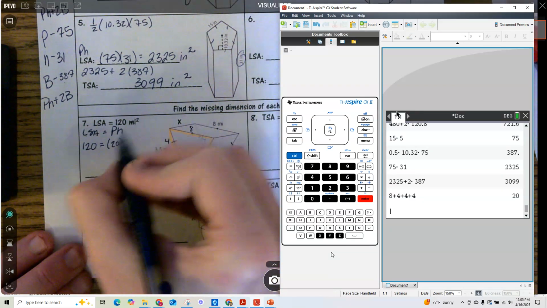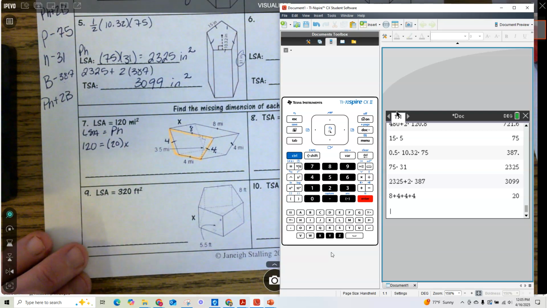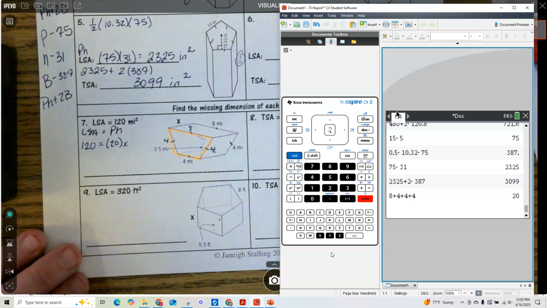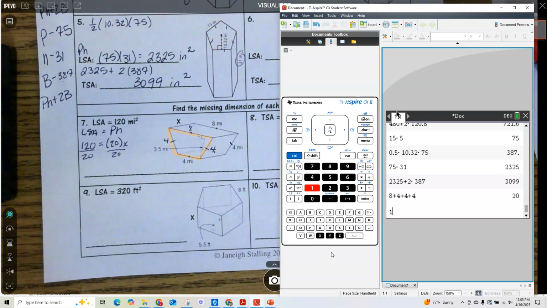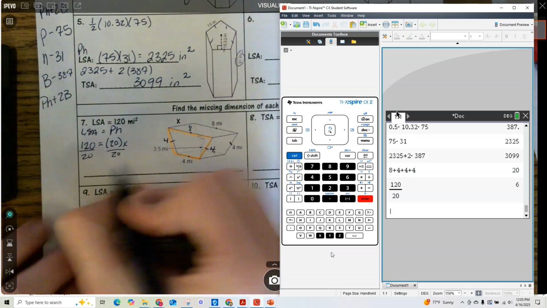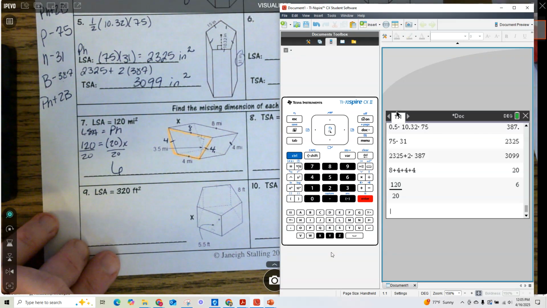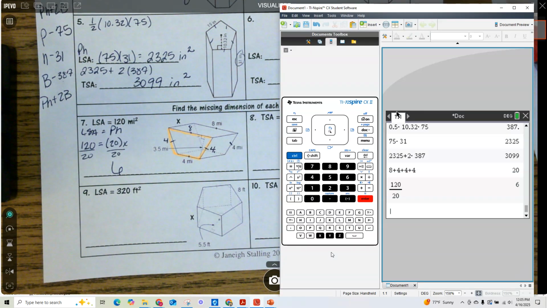Height is what we're looking for. That's our x. How do I solve this equation? Divide by 20. So 120 divided by 20. Ooh, I got something different. Hang on.